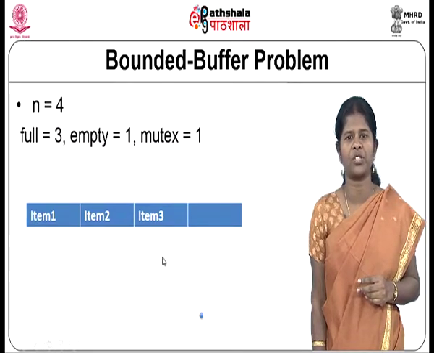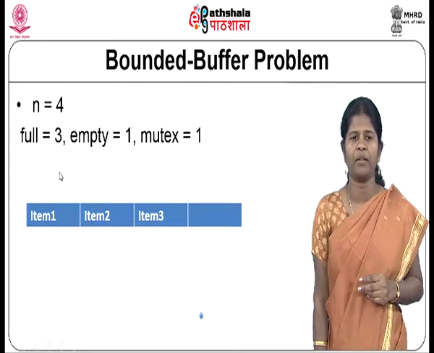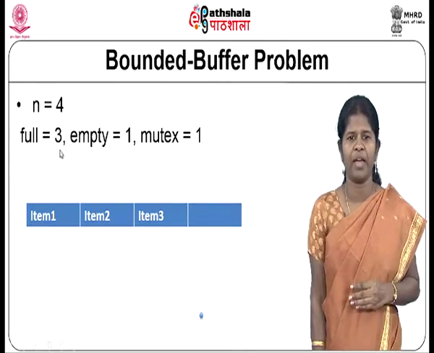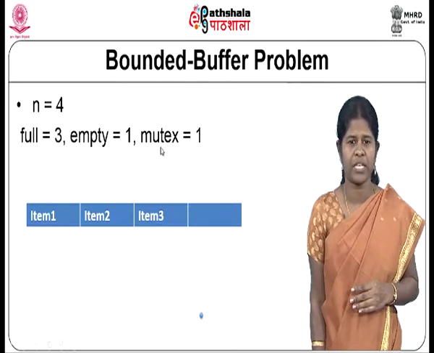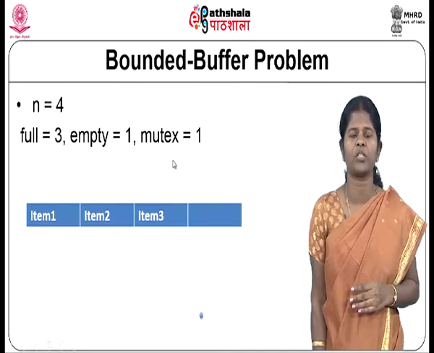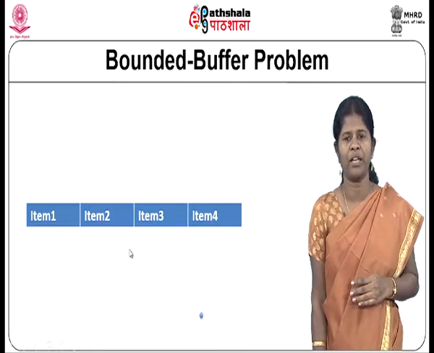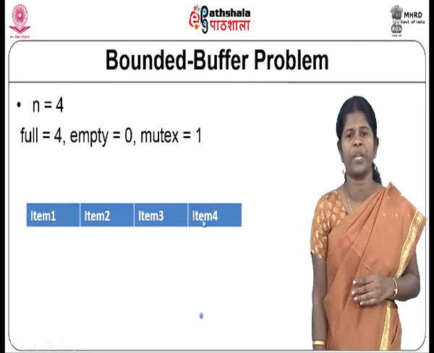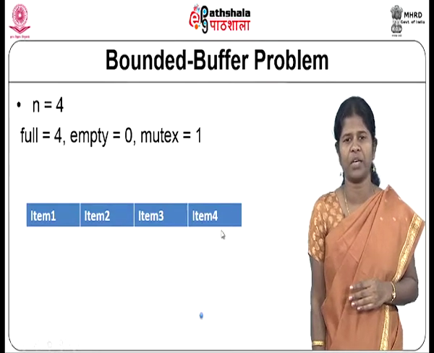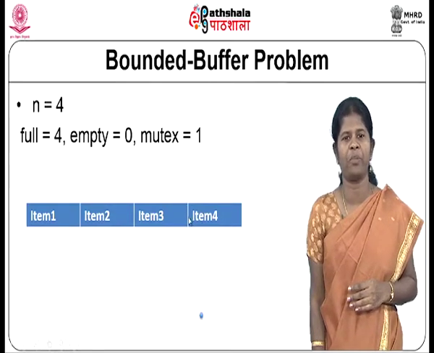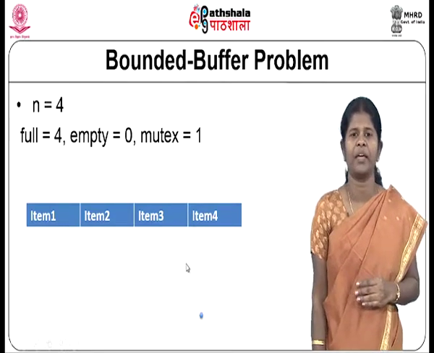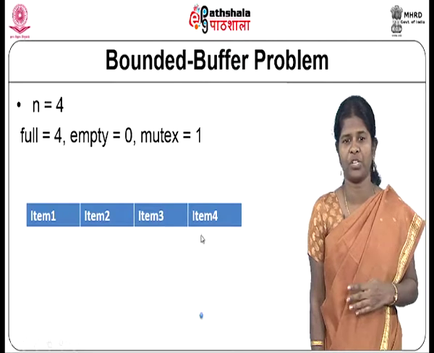So, now what happens to full? Full should be signaled. Signal full is executed, it becomes 3 and mutex is signaled, that also becomes 1. And similarly for item 4, after item 4 is placed, your empty is 0, mutex is 1, full becomes 4. Now all the buffers are full.